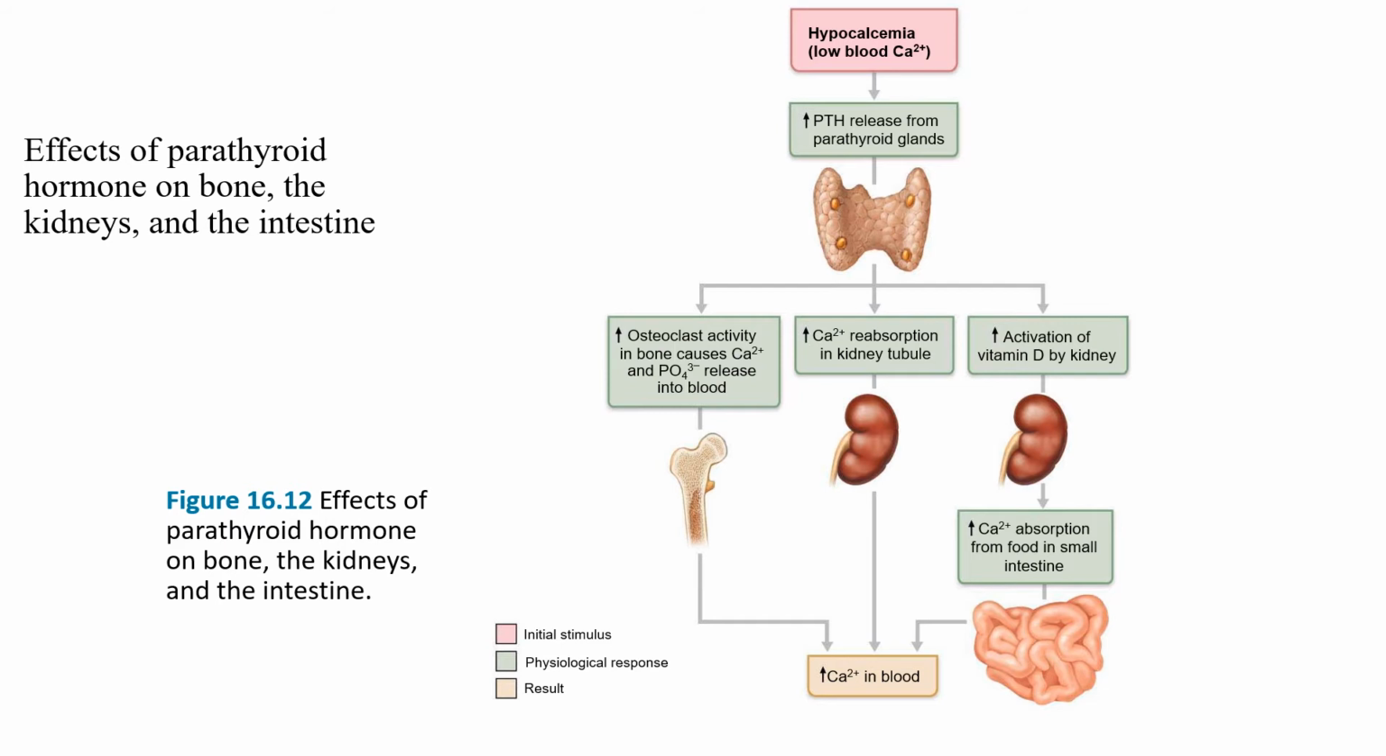So when we look here, what do we see? If we see hypocalcemia in the blood, PTH is released. That's going to activate the osteoclasts to break down bone and release calcium and phosphate. It's going to cause calcium reabsorption in the kidney tubules and activate vitamin D. All right. Increased calcium absorption from food in the small intestine is going to result in increased calcium in the blood. Increased calcium reabsorption in the kidney tubules causes increased calcium in the blood, and release of calcium and phosphate into the blood, of course, causes a rise in blood calcium.